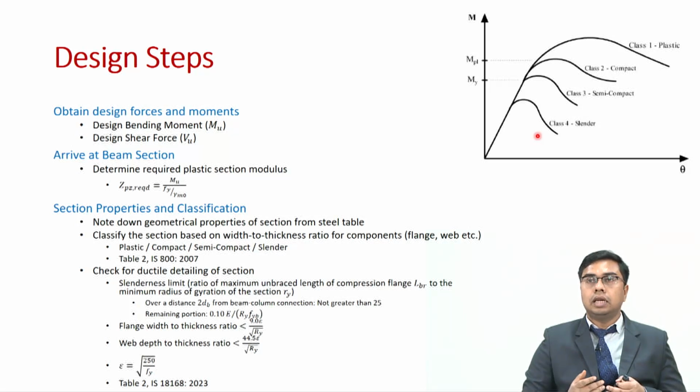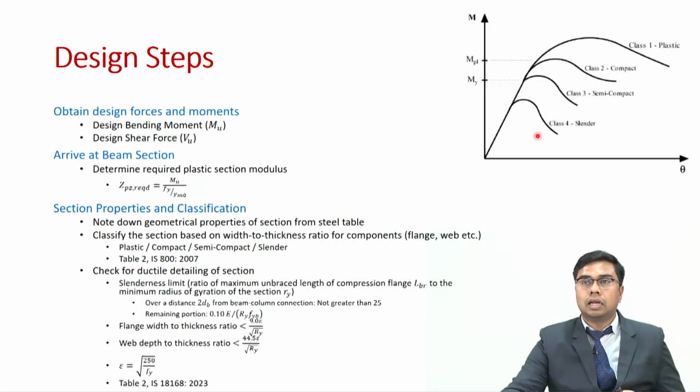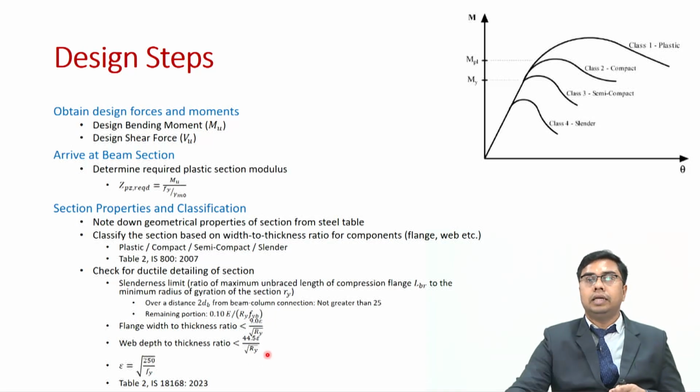So, we will calculate the slenderness ratio of the section, which is the ratio of the maximum unbraced length of the compression flange to the minimum radius of gyration of the section, and we shall compare that using prescribed limits. Then we shall also compare the flange width to thickness ratio and web depth to thickness ratio using these limits, which are specified in Table 2 of IS 18168. Now, at this point I would like to reiterate that most of the sections which will pass these ductile detailing tests will be your plastic sections.